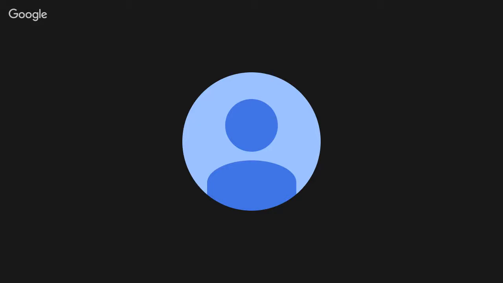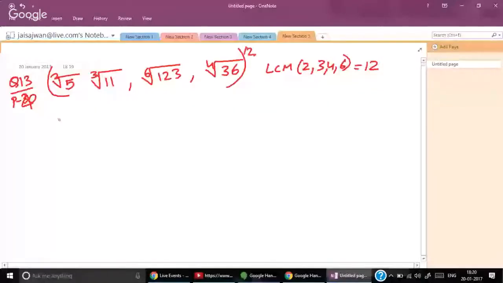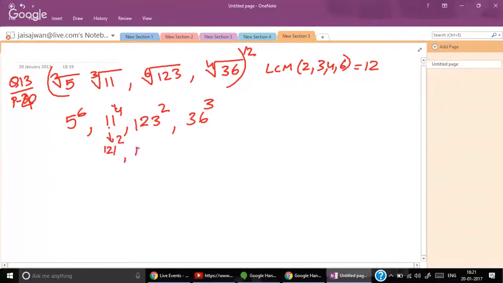So what I will do is I will raise 12 to all of these numbers. So what do you get? You get 5 to the power of 6, 11 to the power of 4, 4 3s are 12, 4 3s are 12, and this is 123 to the power of 2, and this finally it is 36 to the power of 4 3s are 12, so it is 36. If you see, this one can be written as 121 square, while this is 123 square. And if you want to write it in a square form, I will say 5 cube, which is 125 square.